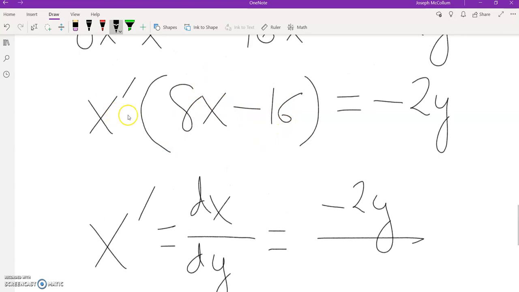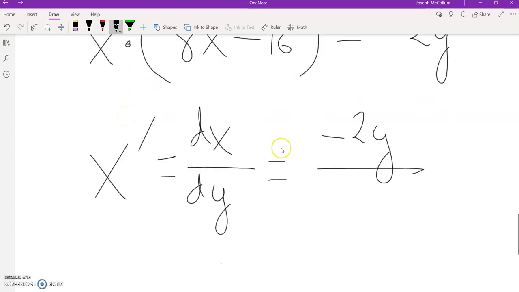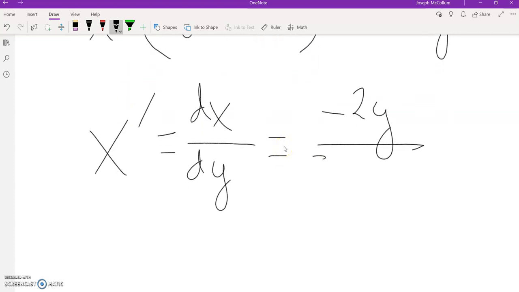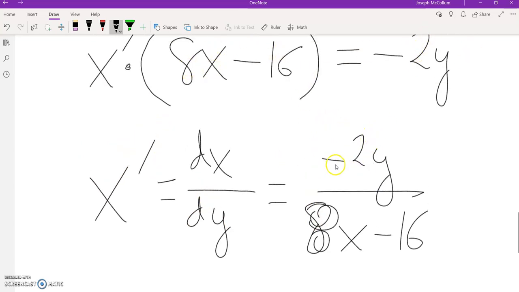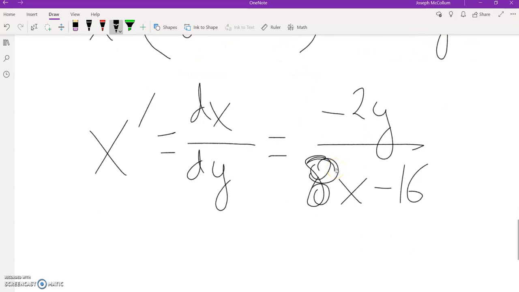Why? Well, it's x prime times, right there. That's a times. It's x prime times this expression. To get rid of a times, you would divide it over. And so that's why my final answer is x prime equals negative 2y divided by 8x minus 16. You notice my answer is a little bit more complicated than usual, but that happens when you're dealing with implicit expressions or implicit equations. We are done.